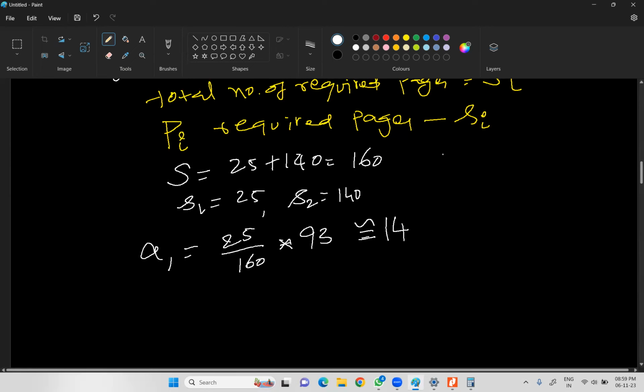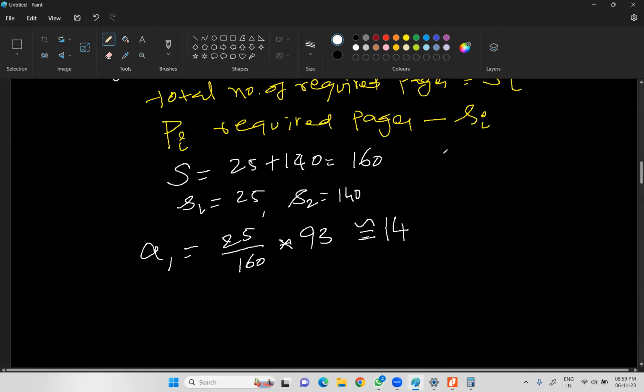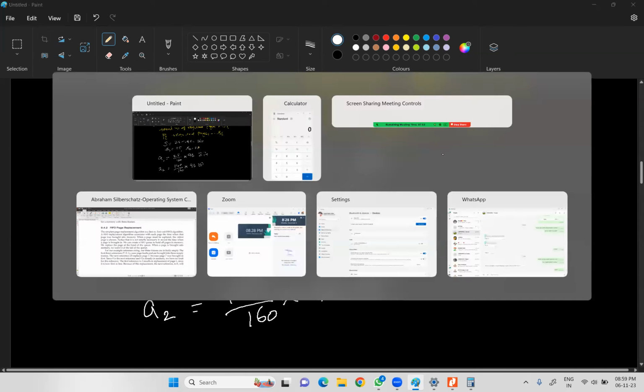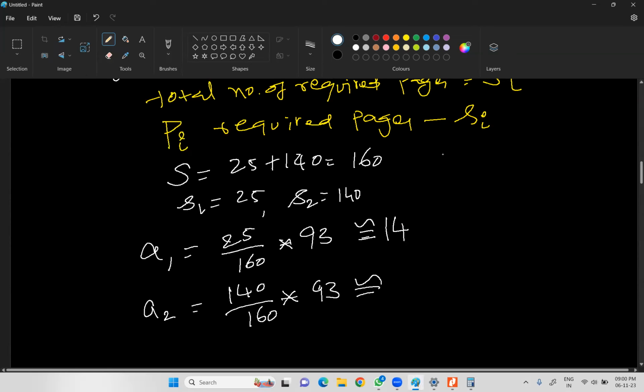Okay, similarly, the second process. a2 will be the frames allocated to the other process, that is 140 divided by 165 into 93. So 140 divided by 165 into 93, approximately 81 frames can be allocated.